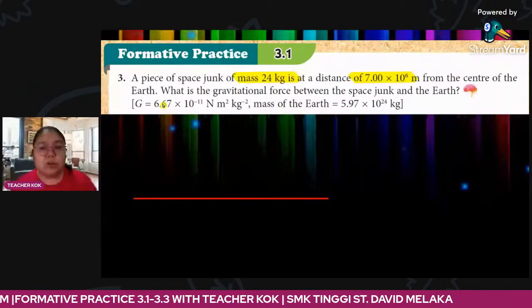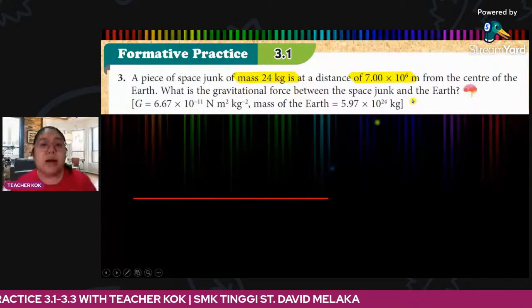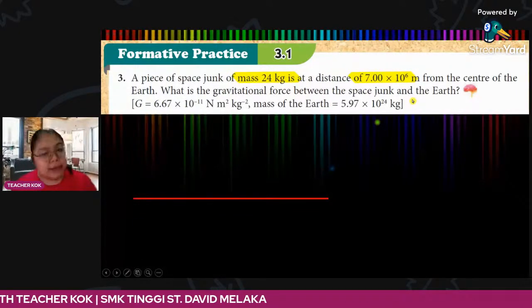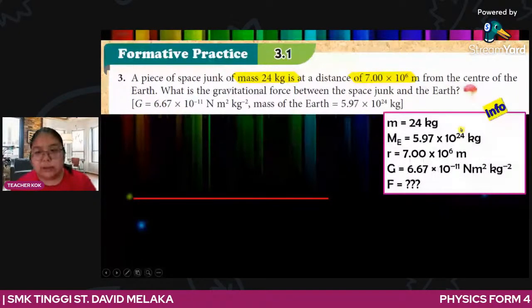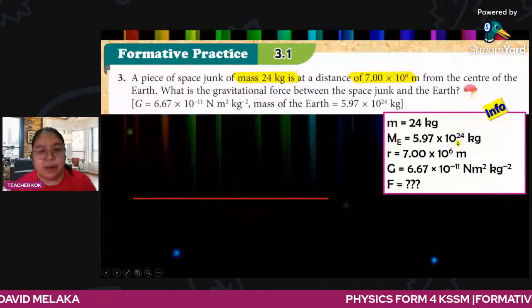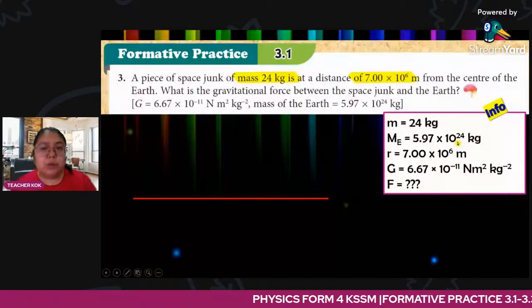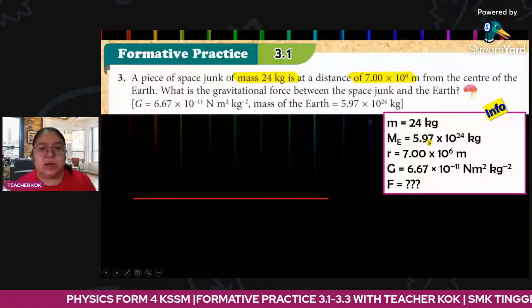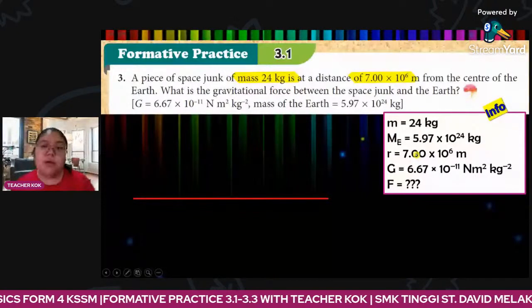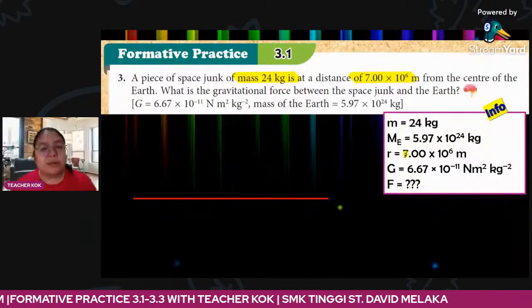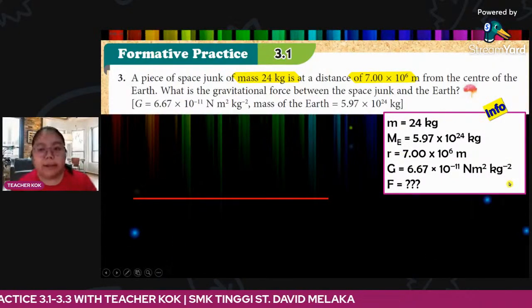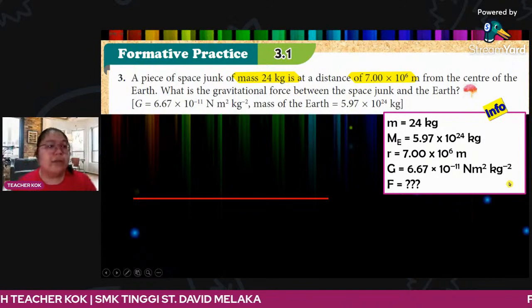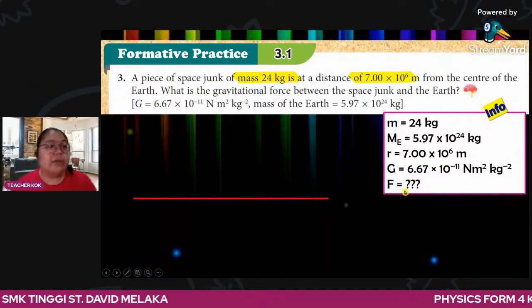So that means we need to apply the formula. Okay, let's see the info first. First, we know the mass. Number 2, we need the mass of the Earth, because they provided 5.97 times 10 power of 24. After that we have R, the distance between the object and the Earth. Then we have the gravitational constant. And the last one, they ask you what is F.